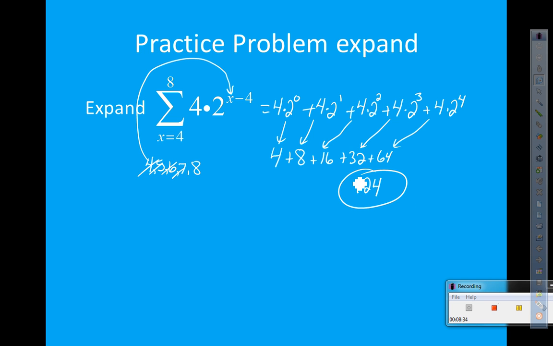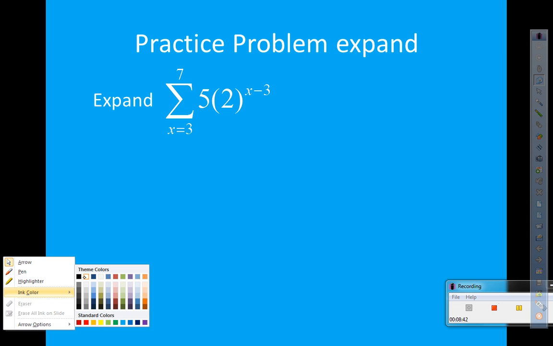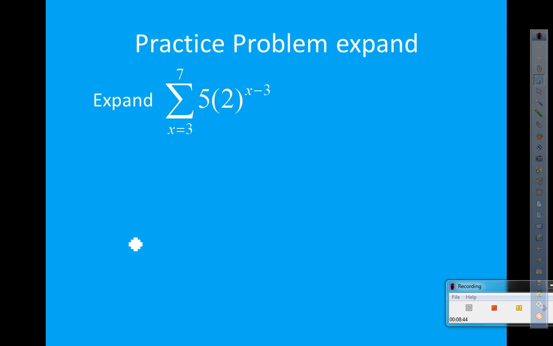I'll do one more of these. I don't know that you'll need it, but I'll do one more of these, and then I'll move on to the formula. Once again, guys, the same thing. I'm asking you to use the numbers 3, 4, 5, 6, and 7. To take care of this now, do the exponent in your head. Every one of these will have a 5 times 2 to the something.